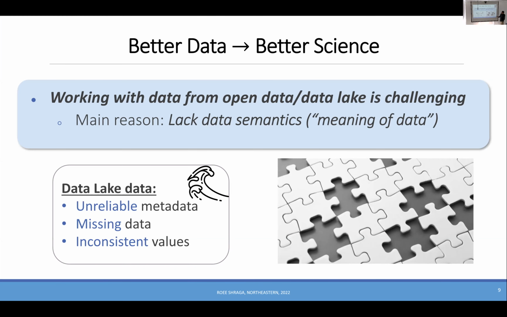Before that, and I mentioned this multiple times in my meetings today, one of the main problems that we have with data nowadays is that it lacks semantics. When I say it lacks semantics, this means that we don't have a lot of sources to understand the meaning of data. This is usually characterized by unreliable metadata, or sometimes nonexistent metadata, missing data, inconsistent values, and so on, which makes all of these problems very challenging and very hard to handle.